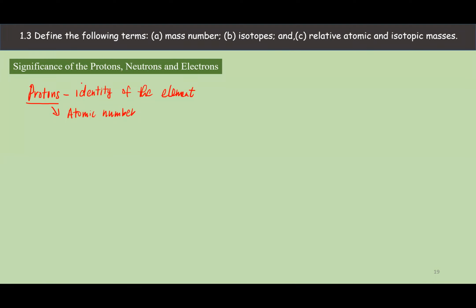To be a bit more specific, if we have an atom and that atom has 6 protons, then the atom belongs to the element carbon. And any atom that contains 6 protons is always going to be the element carbon.